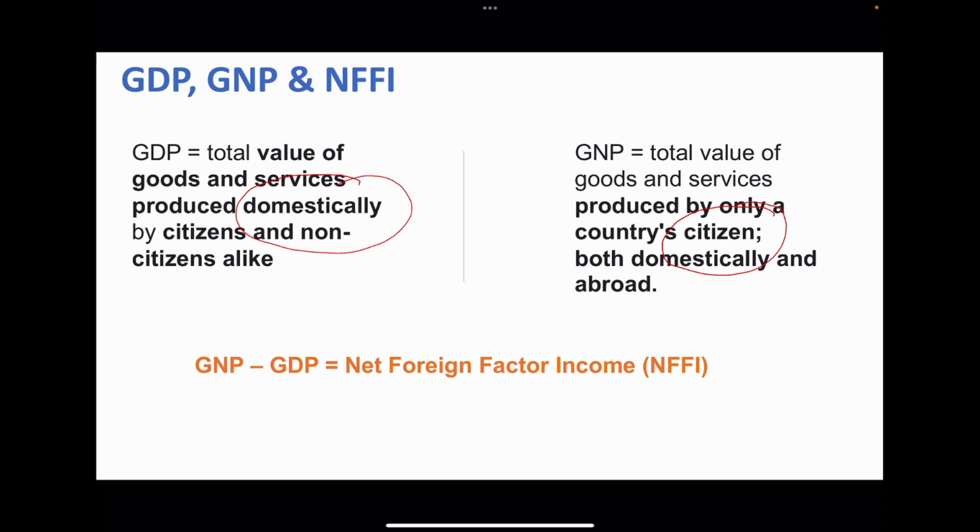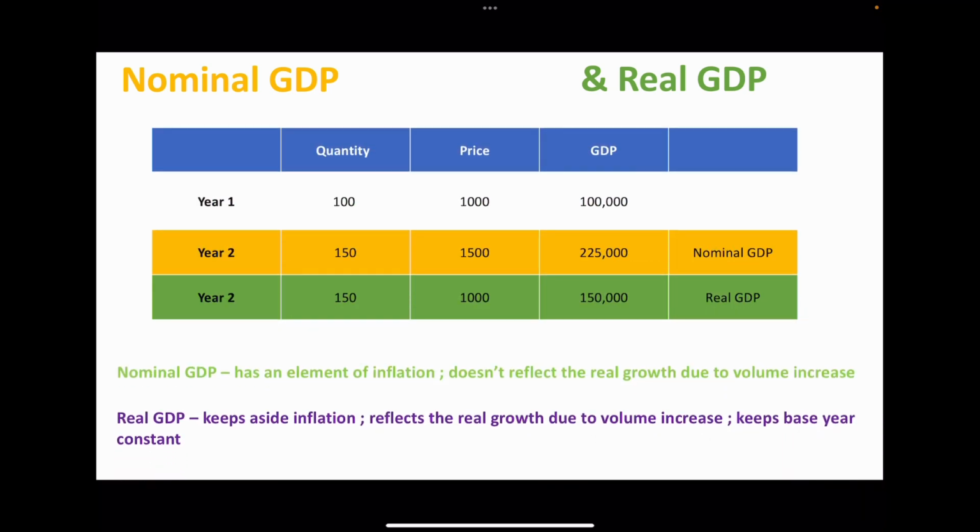Moving on, there are two kinds of GDP: the nominal GDP and the real GDP. Let us understand them through an example. Let us assume that a country manufactures only laptops that contribute towards its GDP. Obviously, it's a hypothetical situation, but let us assume this for the sake of this example. Say it manufactures 100 laptops at a price of 1,000 rupees each. In that case, the GDP of the country would be 100,000. It's a case of simple multiplication.